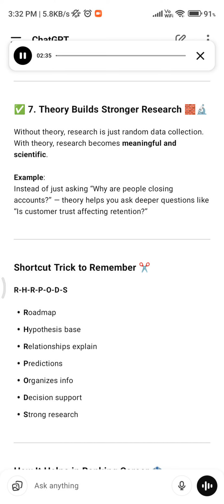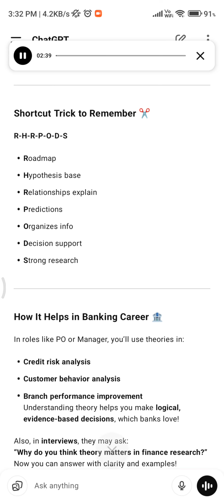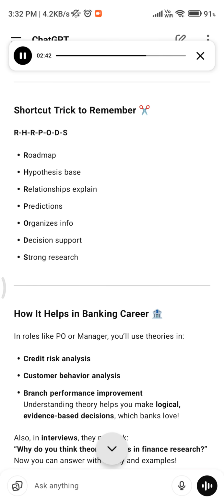Shortcut trick to remember: RHRP. Map: hypothesis base, relationships explain, predictions, organizes info, decision support, strong research.